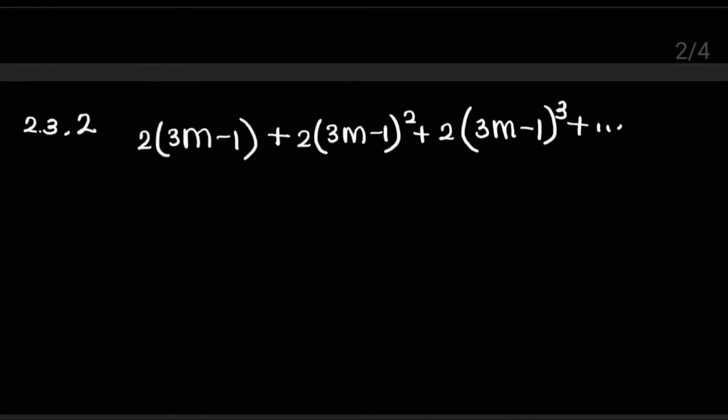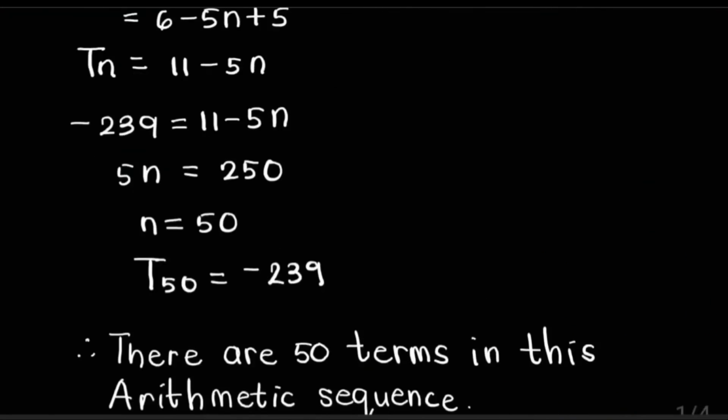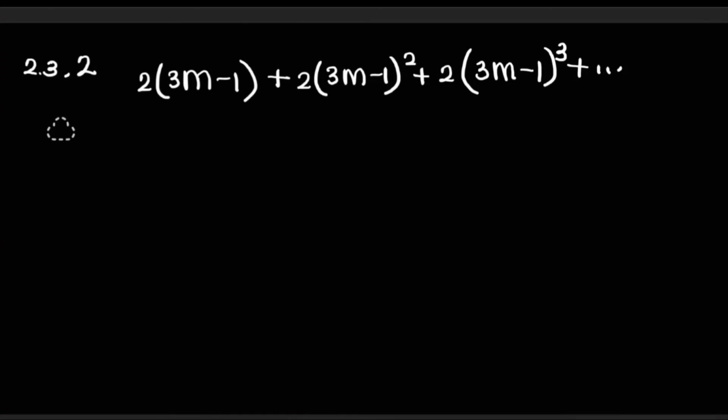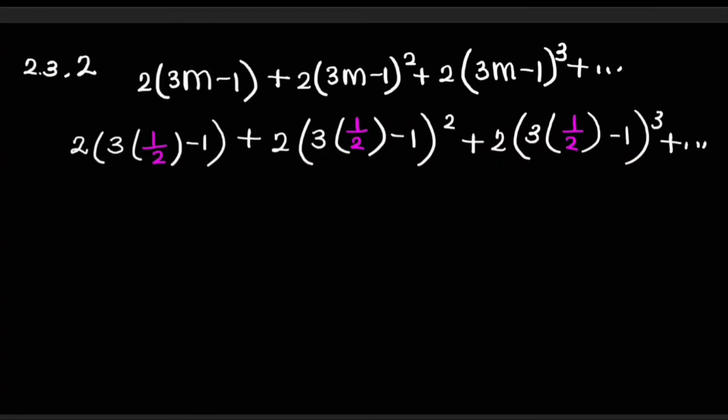So this was the pattern that we were given, and we're now told that m is 1 over 2. So we're going to substitute 1 over 2 wherever we have m. And now we're going to simplify each term so that we can get values for each term. So simplifying, we get 1 as our first term, 1 over 2 as our second term, 1 over 4 as the third term, and it continues like that.